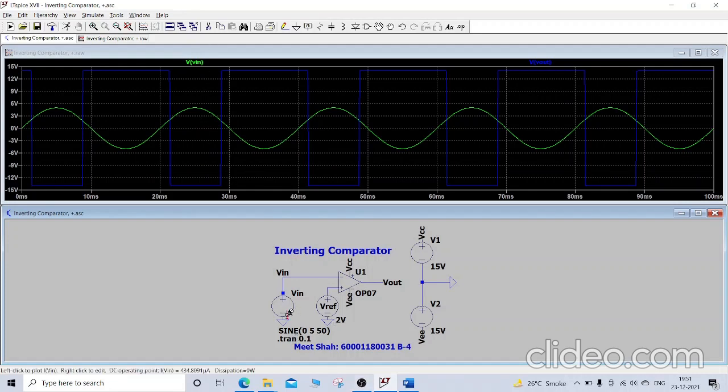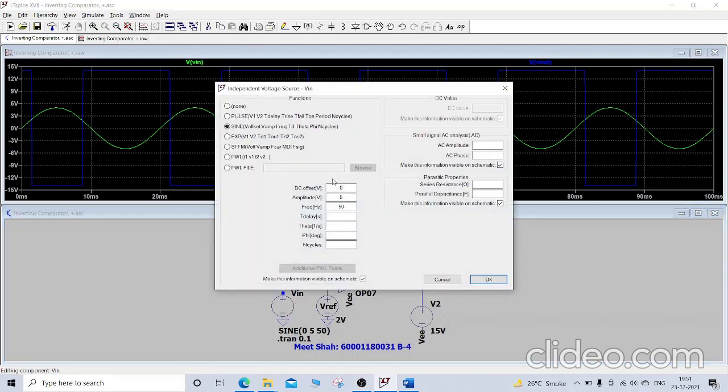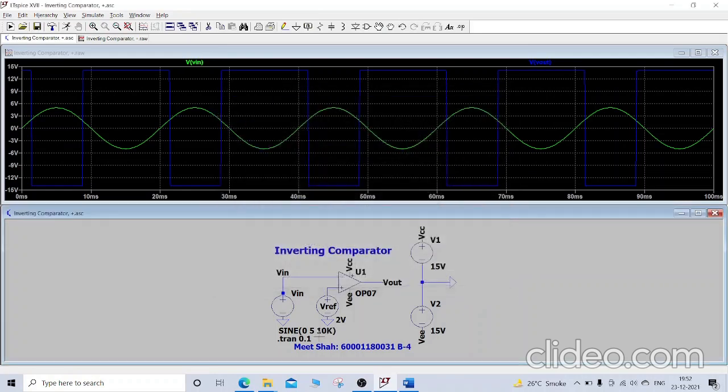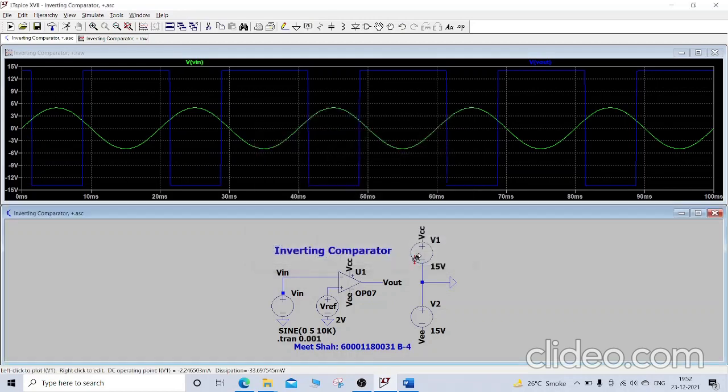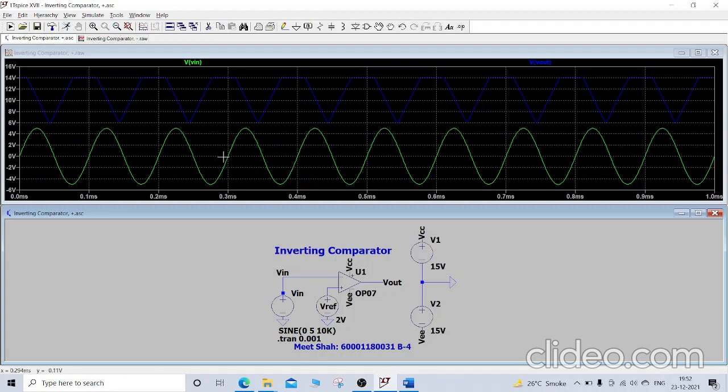Now we'll change the frequency to 10 kilohertz, and we'll change the time to 0.001. We'll simulate this. So here we can see we are getting the output as a triangular wave.